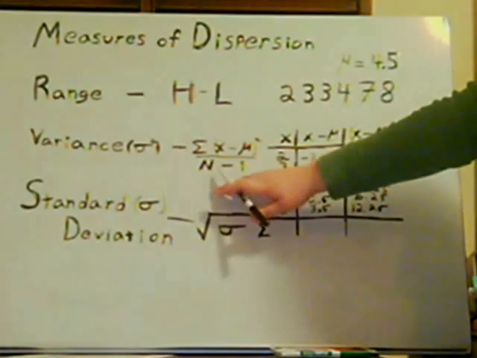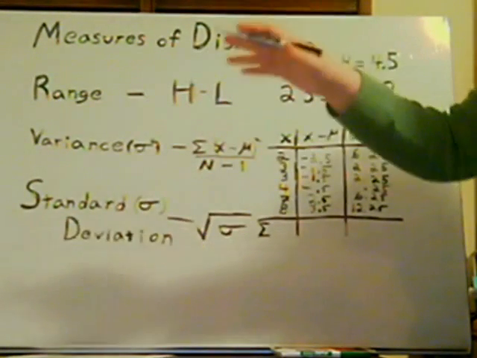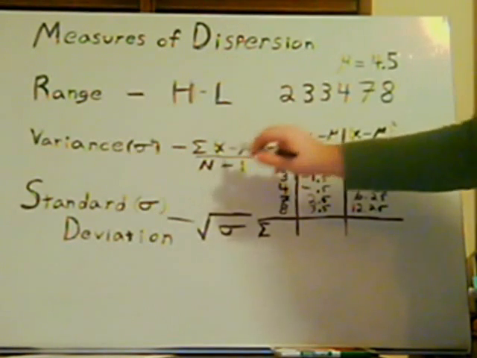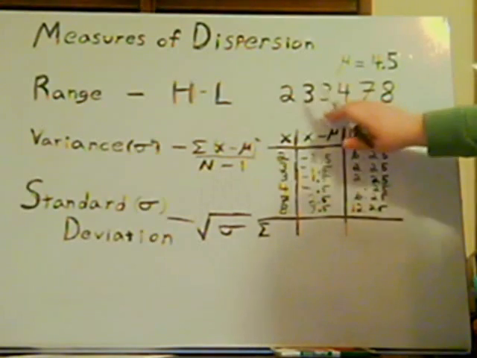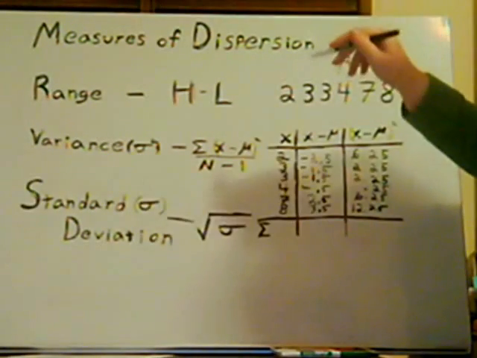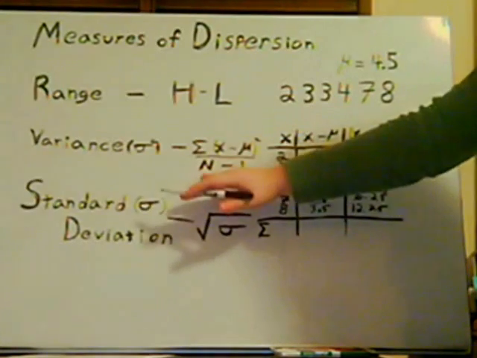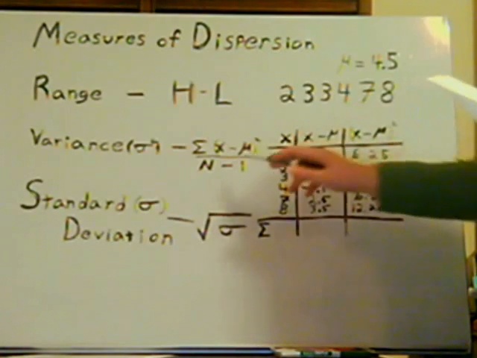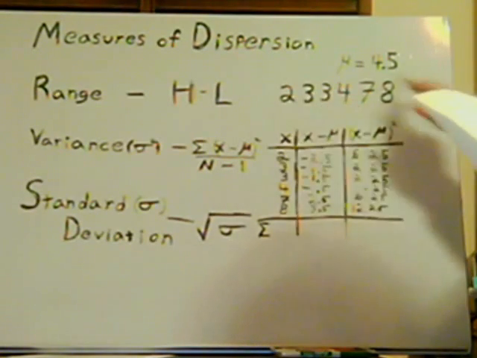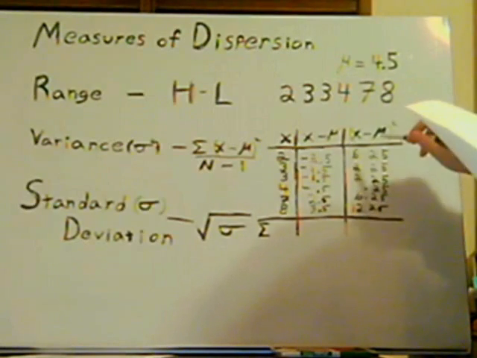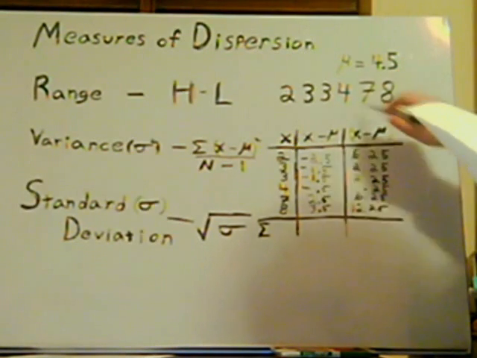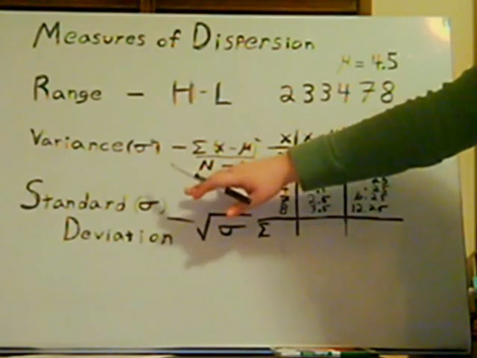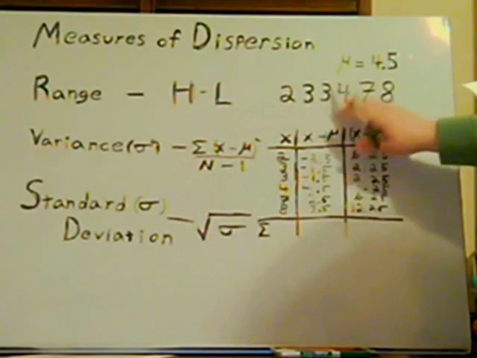The formula for the variance is sigma, which means add everything up, of x minus mu, so your x's minus your mean, squared, divided by n, the number of x's, minus 1. So what that means is we need to take all of these numbers, subtract 4.5 from them, square that, and then add all that up. And then, after that, divide it by, if there's 6 n's, minus 1, 5.